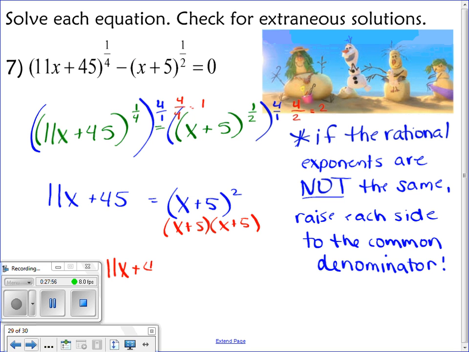So we get 11x plus 45 equals, when I distribute this whole thing out, you guys okay if I take a little shortcut here? X squared plus 10x plus 25. I just distributed all of that, did it in my head. Apparently I can't skip steps. I distributed all of this, and I get this.